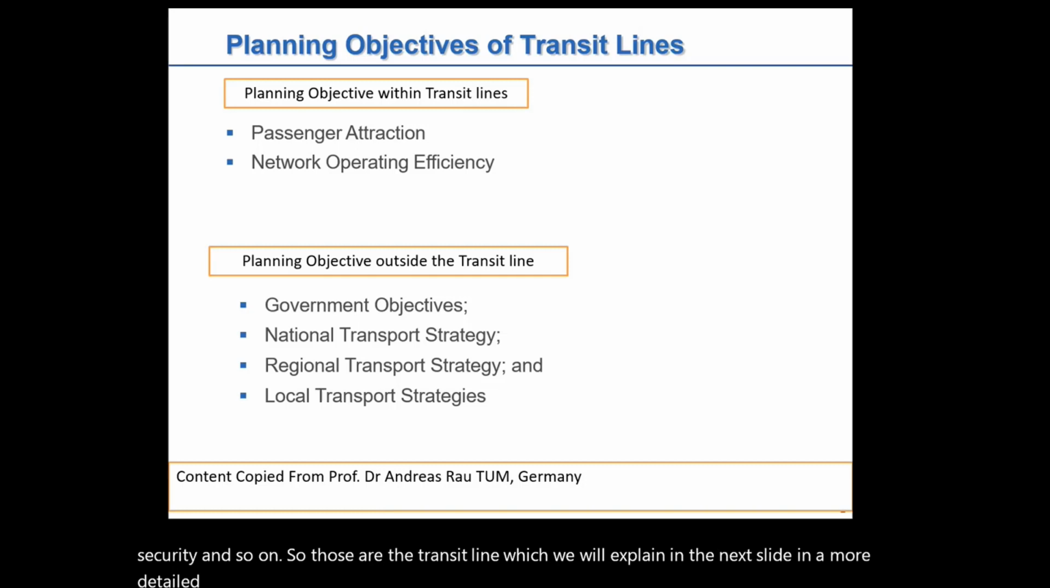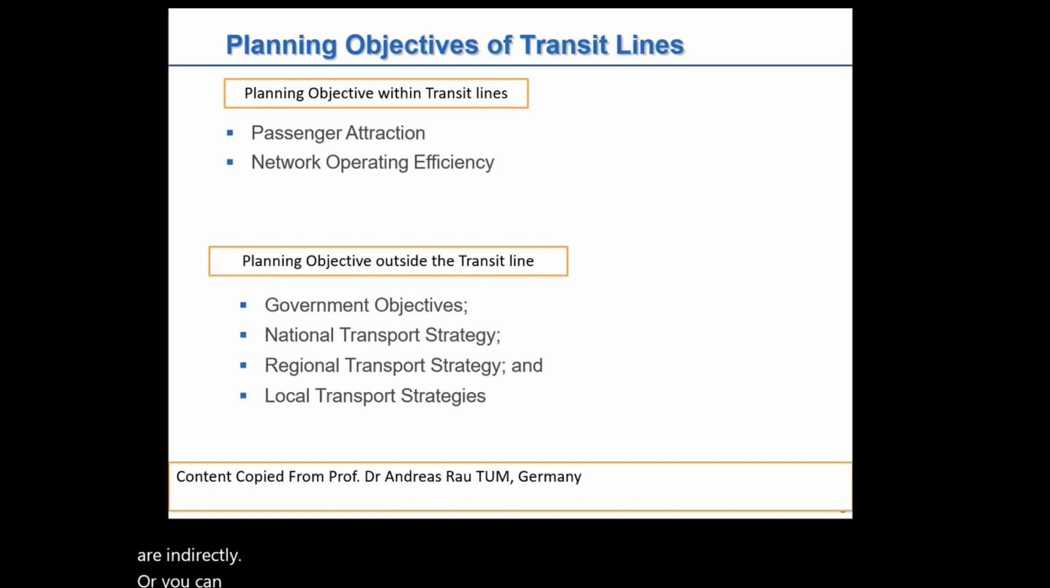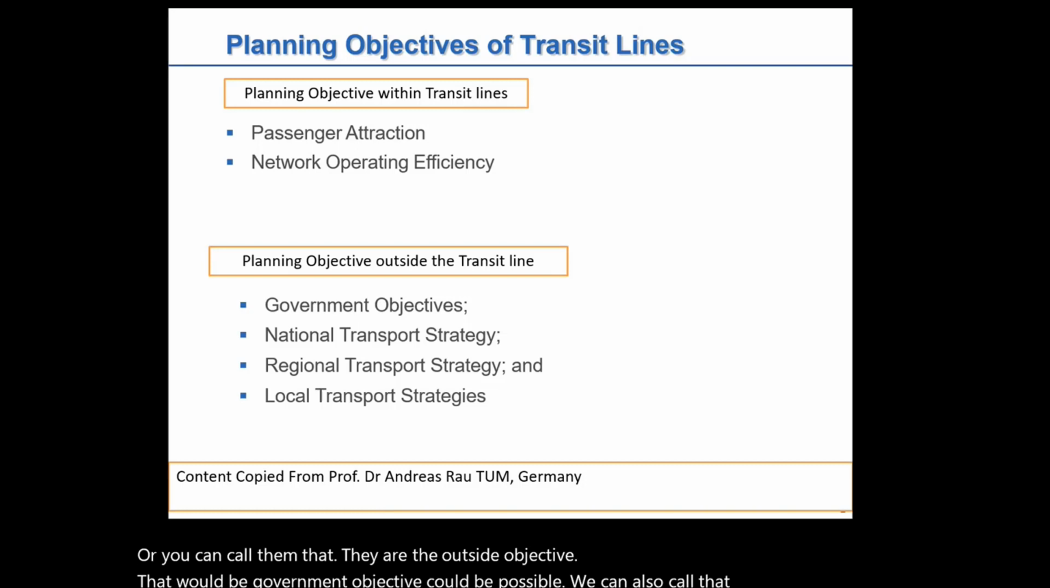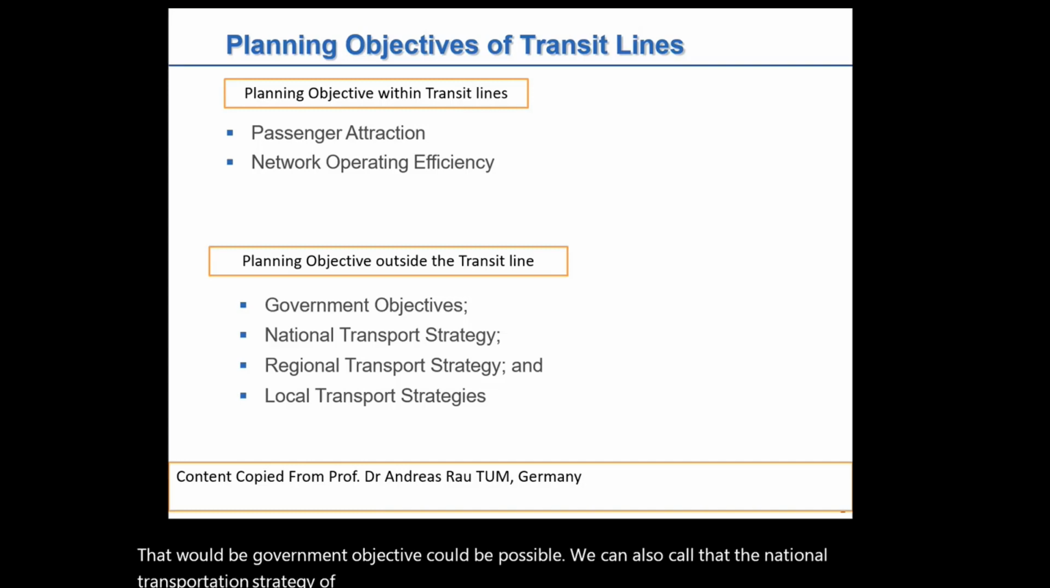The second level is the planning objective which is part of a transit line but only indirectly, or you can call them outside objectives. That could be a government objective. We can also call it the national transportation strategy of any country, the regional transportation strategy, and then the local or neighborhood transportation strategy.